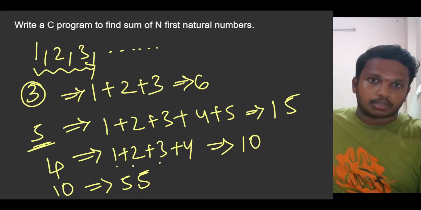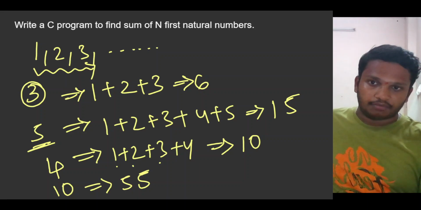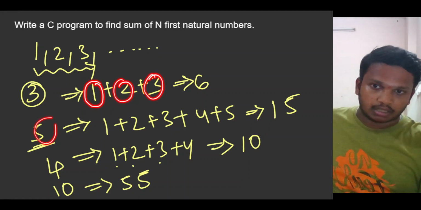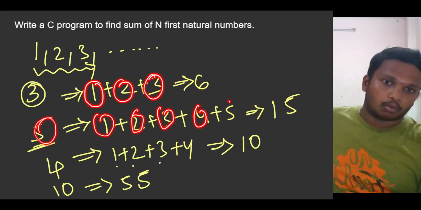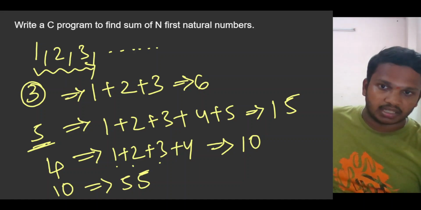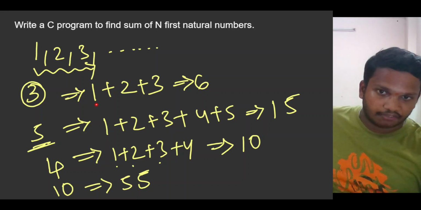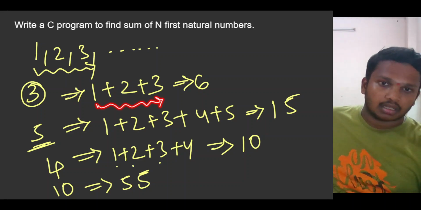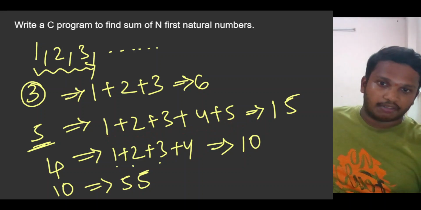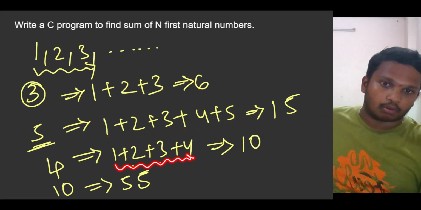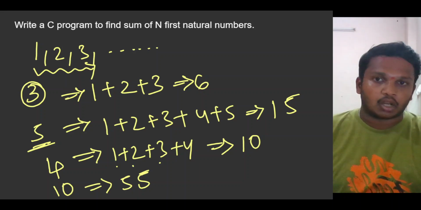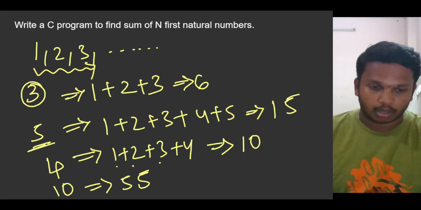Now, if you observe the procedure, how we are solving: if the given value is 3, we take 1 plus 2 plus 3. If it is 5, 1 plus 2 plus 3 plus 4 plus 5. Similarly for 4, 1 plus 2 plus 3 plus 4. And what is common? In every case, starting from 1, we go until the given number, 3, 5 or 4. In this way, we are solving the problem. So I wrote these steps in the form of an algorithm. I will show you the algorithm, and later on I will write the program.